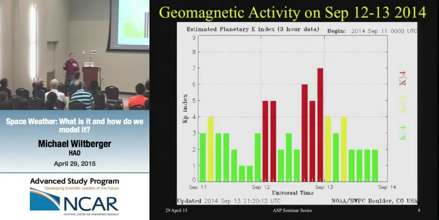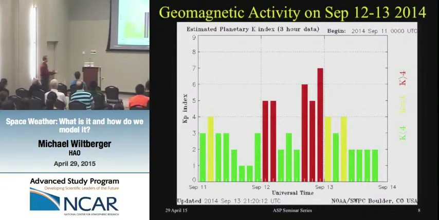Now, being space weather people, we don't have nearly as much money or nearly as much data as you terrestrial weather folks do. So we take the Earth and boil it down to one number. We call that number Kp, and that tells us how much magnetic activity is going on in a particular three-hour window on the Earth. And so this is a plot of what Kp was for September 11th, 12th, and 13th.